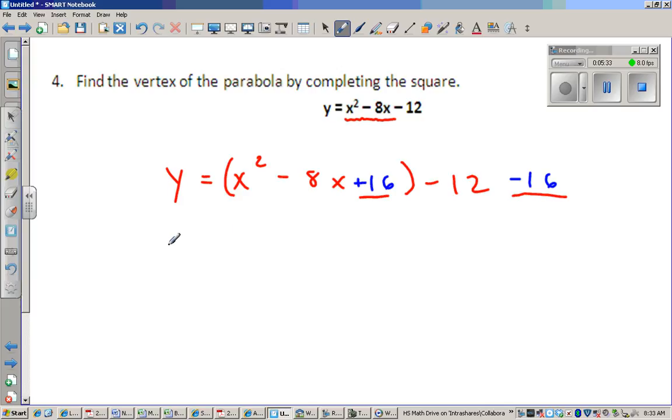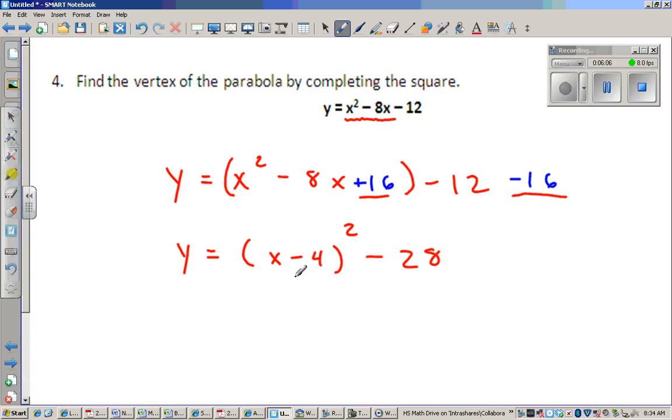Now what we've got, though, is an equation that we can write. See, this is x minus 4 squared, and then outside we've got a 28. I rewrote everything that was inside the parentheses as a perfect square. You could FOIL this back out to confirm that. I just factored it. And then negative 12 minus 16 is negative 28.